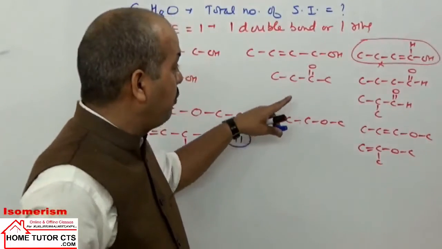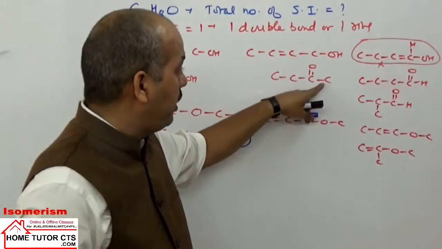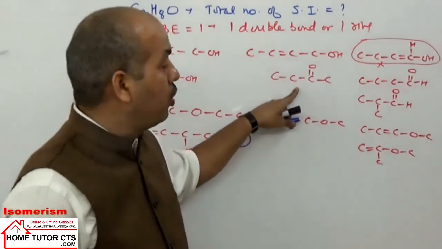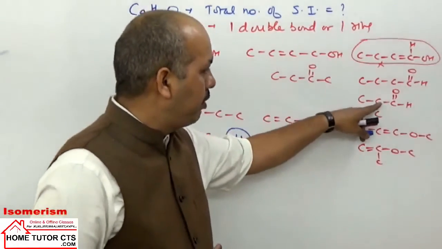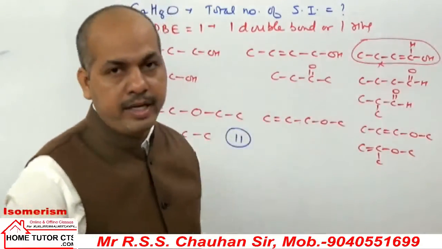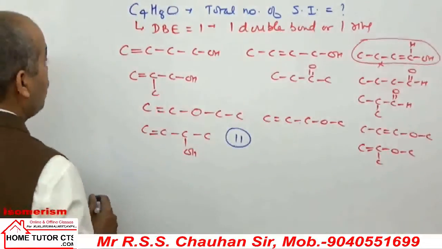Enols we will not count. If I just draw here, an enol structure means a double bond here or a double bond here, and then OH, we cannot count because they become enol structures. Again, a double bond here or a double bond here we cannot take in counting. Already explained here.